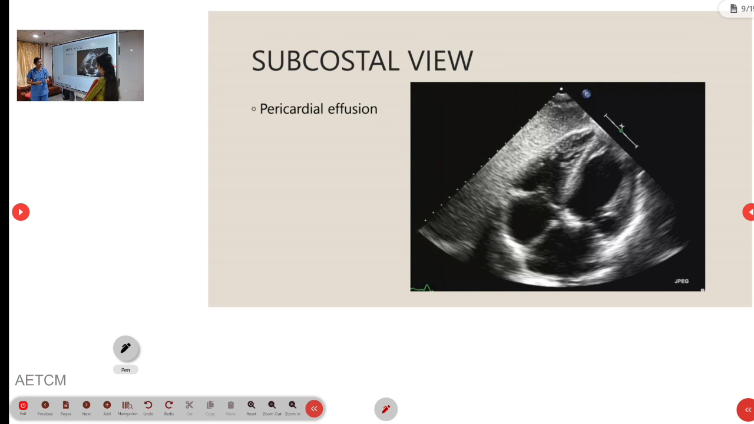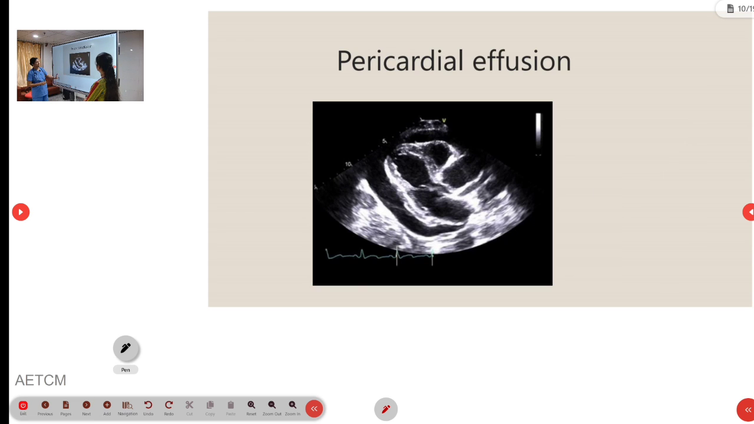And this is a subcostal view, where we can check the IVC. Here also we can clearly see any pericardial effusion. How will you keep the probe? The cardiac probe can be kept at the xiphisternum, scooping in, and the dot should be towards the head end. So this is a pericardial effusion we can see here.